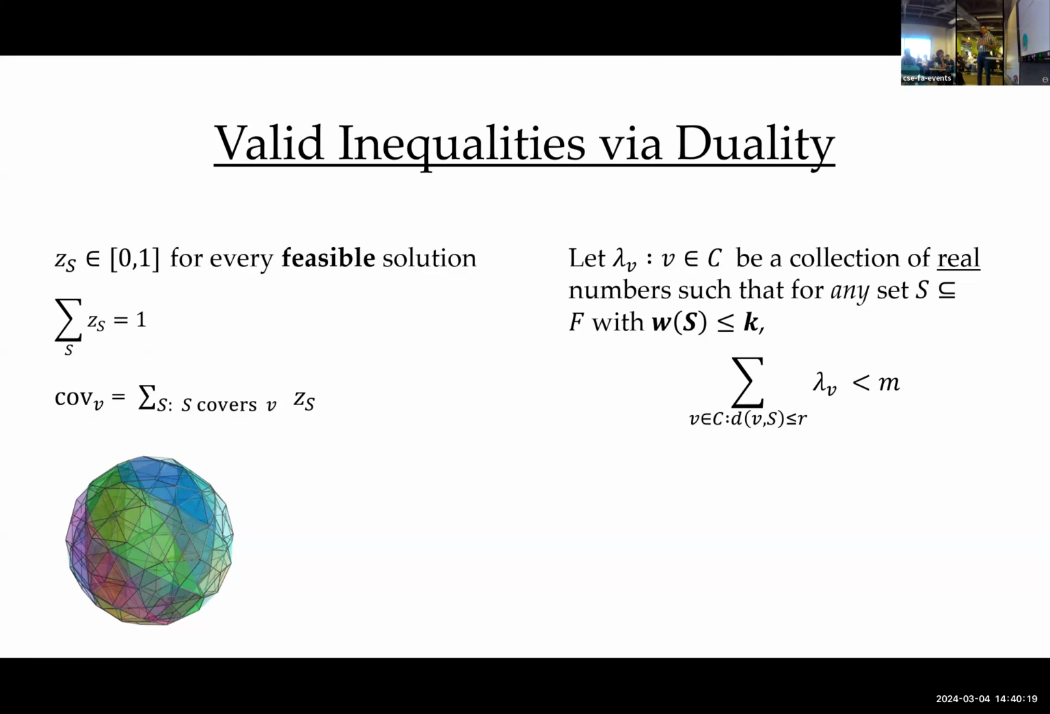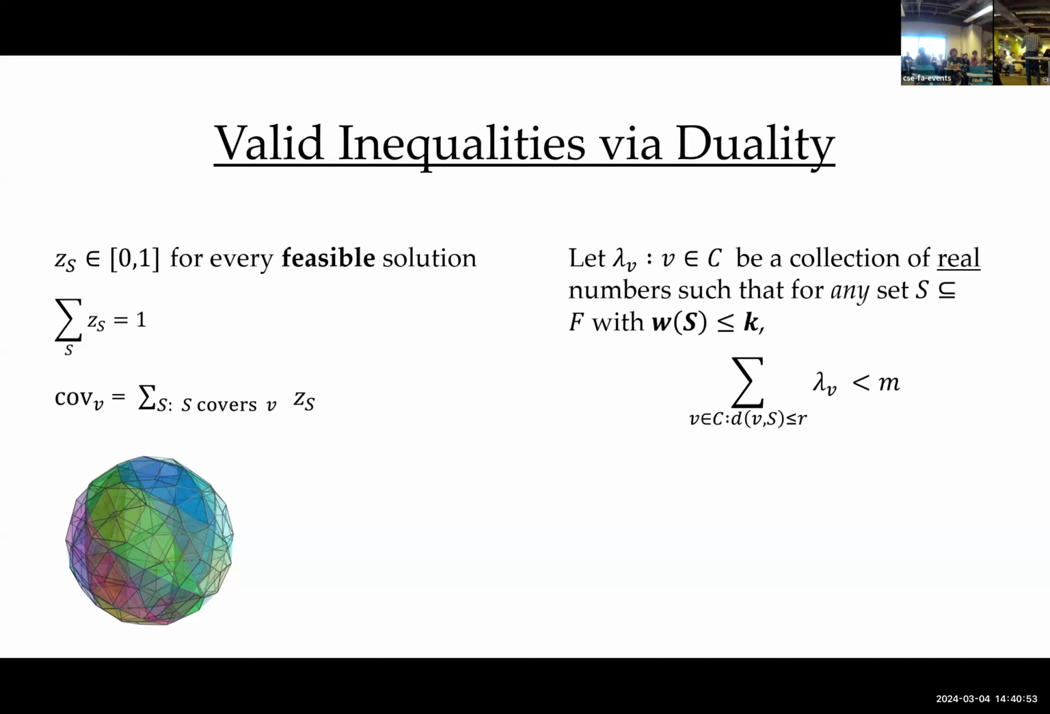If you write the dual for this, you'll get the following: if that is non-empty, then there are lambda v's, some real numbers for every client, so that for any subset which can be picked by the algorithm, whose total weight is at most k, if it lies in any feasible solution that you can pick, then if I look at the clients that can be covered by it, their lambda sums have to be less than that. So if this is non-empty, then this lambda v will act as a certificate of the non-emptiness.